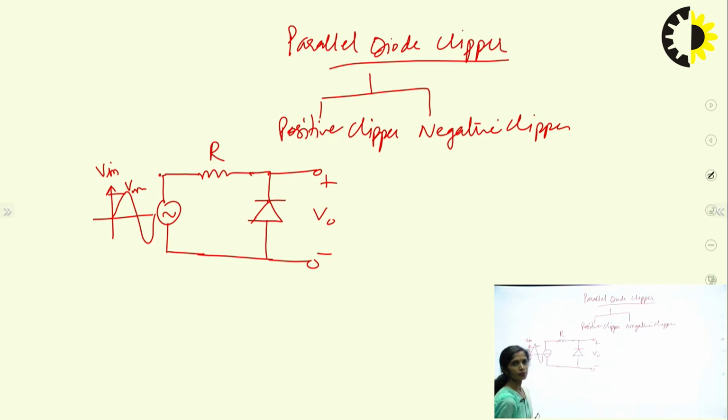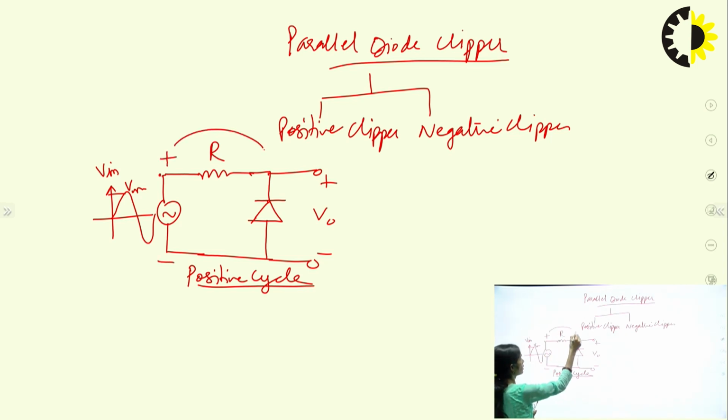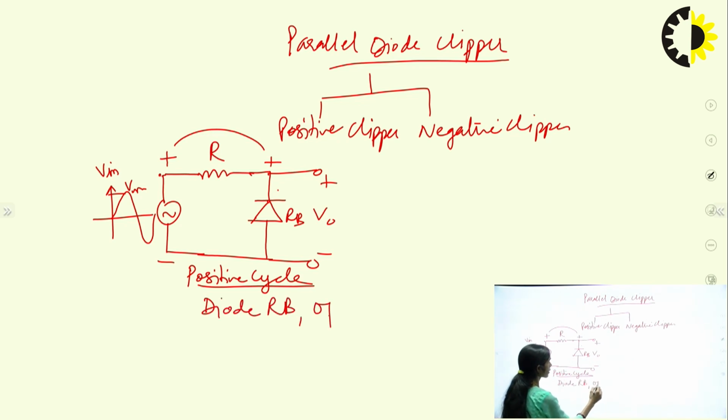So in the parallel diode clipper, the resistor will come in series and the diode will be taken here, and the output is taken across the diode. If we are going to analyze this parallel diode clipper, first again we are going to start with the positive cycle. For the positive cycle, what will happen here? For the positive cycle, this end will become positive and this end will become negative. So this diode will be reverse biased here. So in this case, for the positive cycle, the diode will be reverse biased and act as an open circuit.